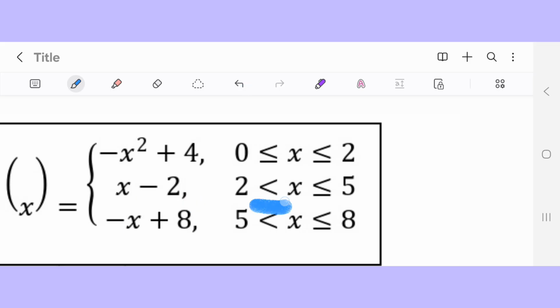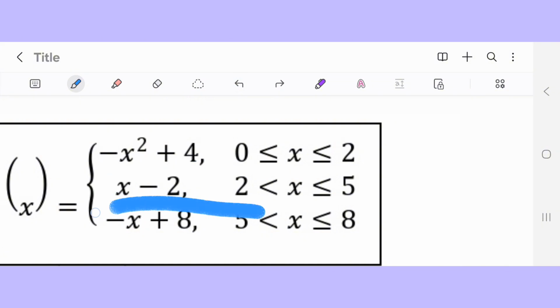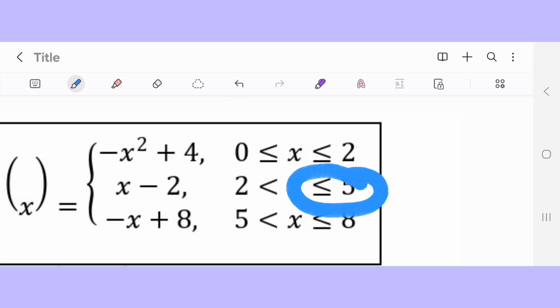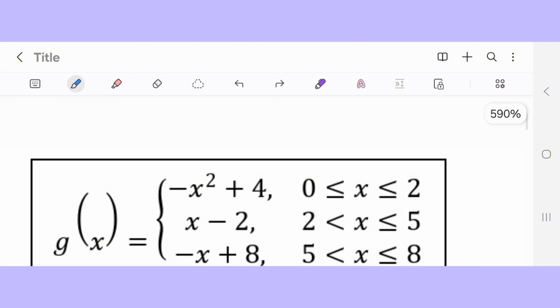Since this one does not have the less than or equal to symbol, we don't include 2 in this one. Same thing with this one, we don't include 5 here. Instead we use 5 with this equation, because it tells us that it is less than 5 or equal to 5. Okay, so obviously I'm going to start doing the math.